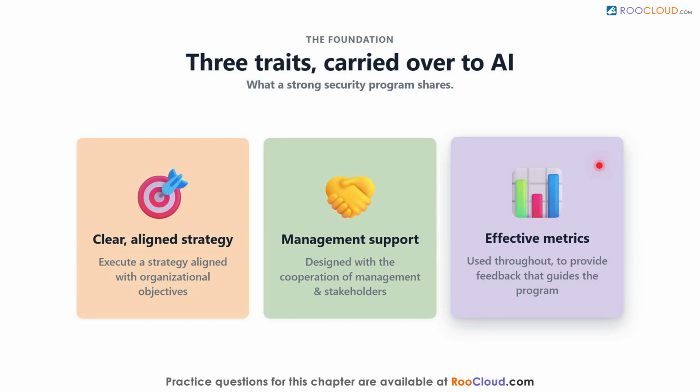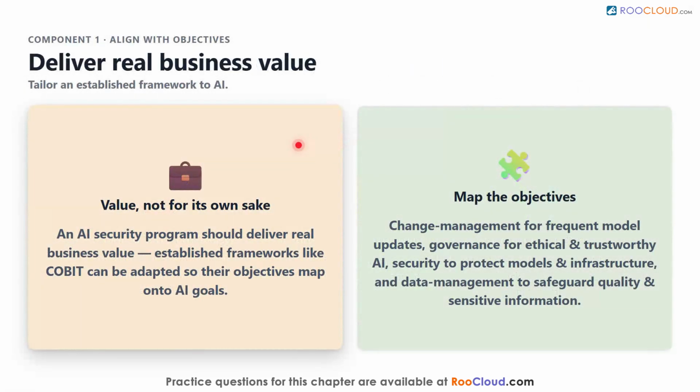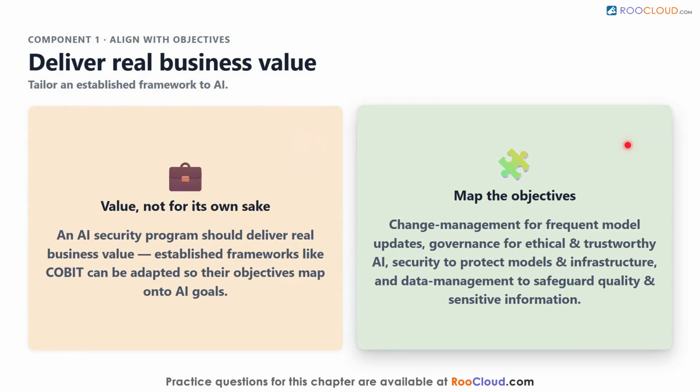The first component is alignment with organizational objectives, because an AI security program should deliver real business value, not exist for its own sake. Established frameworks can be tailored to AI. For example, a governance framework like COBIT can be adapted so its objectives map onto AI goals. In practice, that means using its change management objectives to coordinate the frequent updates AI models demand, its governance objectives to anchor ethical and trustworthy AI, its security objectives to protect models and infrastructure, and its data management objectives to safeguard quality and sensitive information.